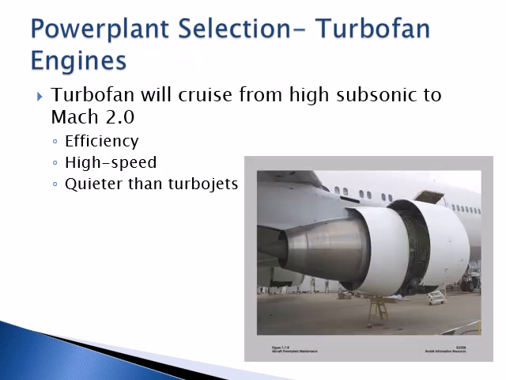Turbofan engines are the powerhouse of modern commercial aviation, capable of cruising from high subsonic speeds to Mach 2.0. They offer a blend of efficiency and performance, making them ideal for long-haul and high-speed operations. Turbofans are quieter than traditional turbojet engines due to their bypass airflow, which significantly reduces noise pollution. This quiet and efficient operation makes them a preferred choice for both passenger and cargo jets worldwide. Their advanced design ensures optimal thrust while minimizing fuel consumption at cruising altitudes.